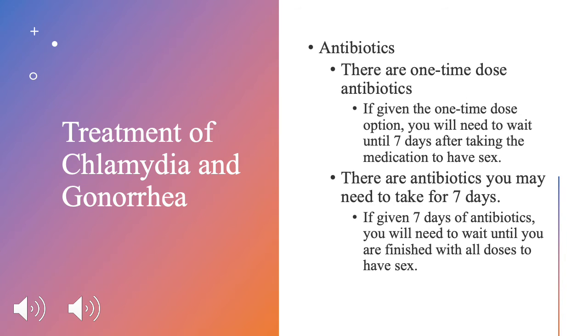Now we will discuss the treatment of chlamydia and gonorrhea. Since they are both bacteria, your healthcare provider will prescribe antibiotics. Antibiotics are the only way to treat chlamydia and gonorrhea. There are two options in length of antibiotics that your healthcare provider may choose. The first option is a one-time dose antibiotic, and you will need to wait until 7 days after taking that medication before you begin to have intercourse again.